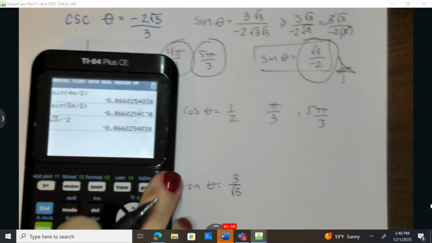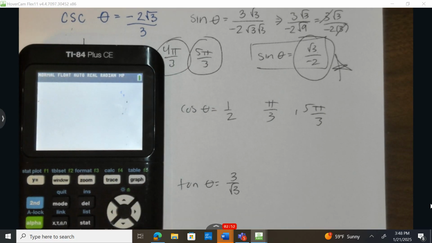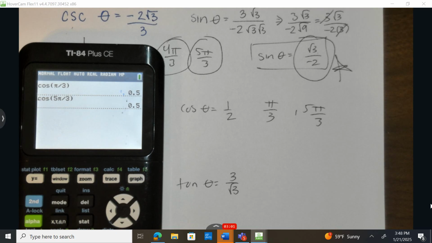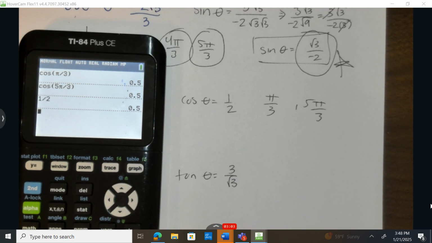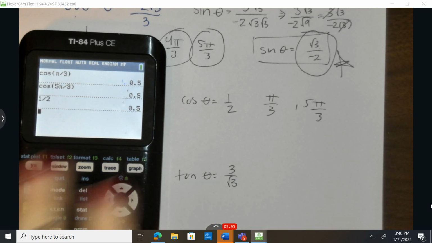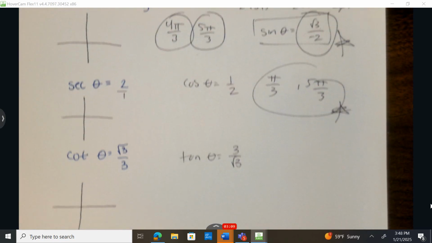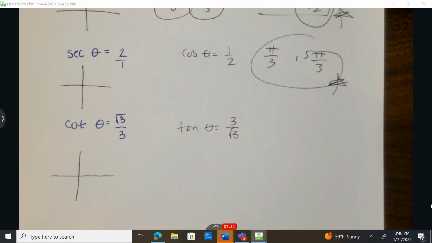Can we check it? I'm already in radians, so I have cosine of pi divided by 3 and the cosine of 5 pi divided by 3. We see we get the exact same thing, and we can see that is also equivalent to 1/2. Please try the third and final example in this video. Press pause and come back when you've completed it.